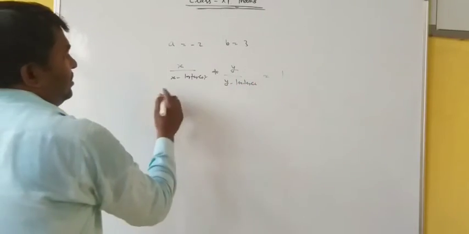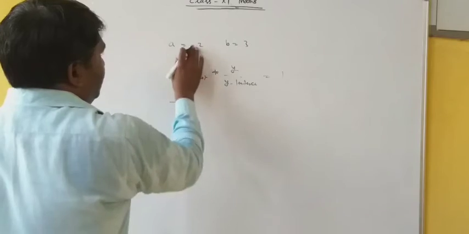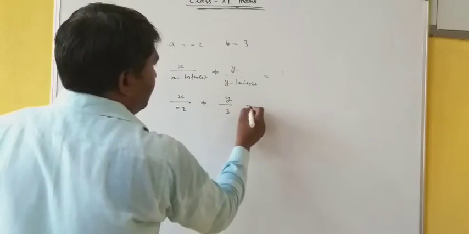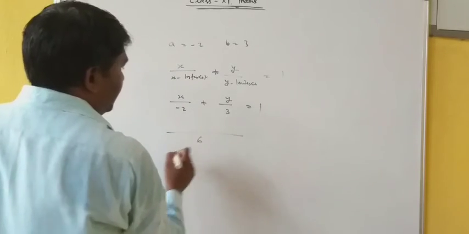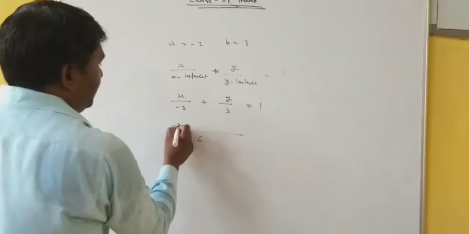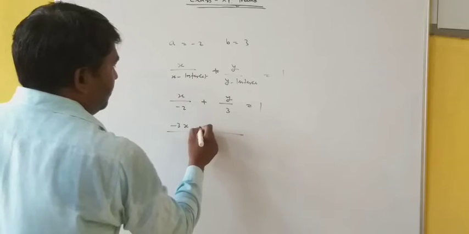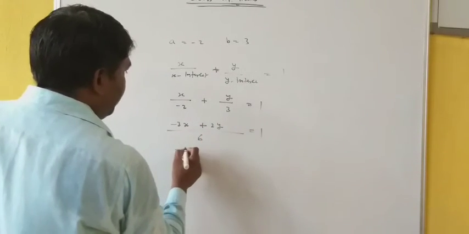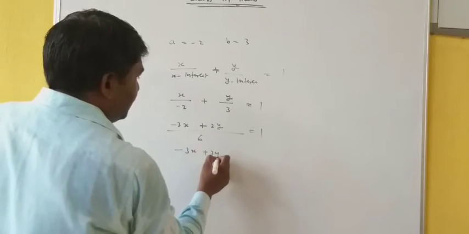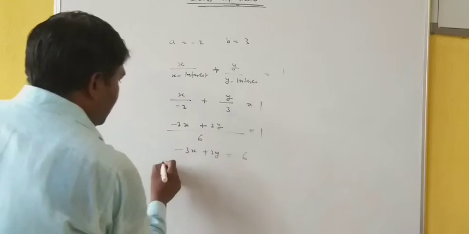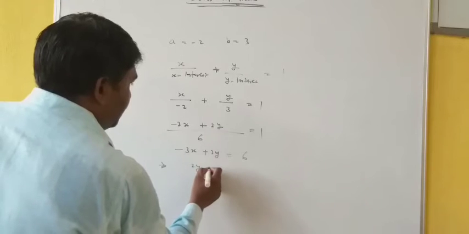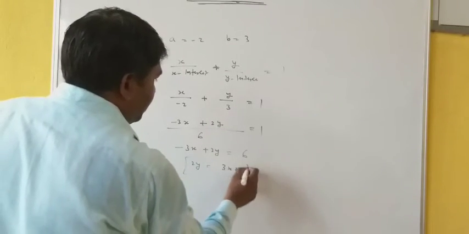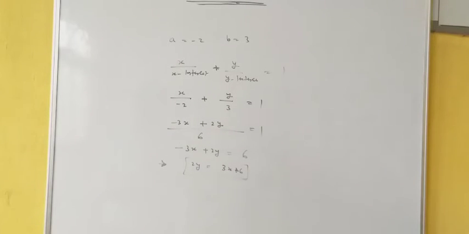So, putting in this equation the values, x upon x intercept is -2, y upon y intercept is 3, that is 1. Taking LCM, that's 6. So, -3x plus 2y is equal to 6, or 2y is equal to 3x plus 6. This is the required equation of the line.